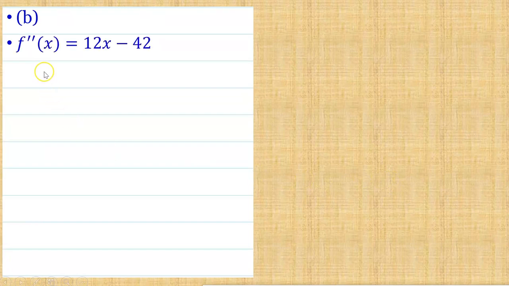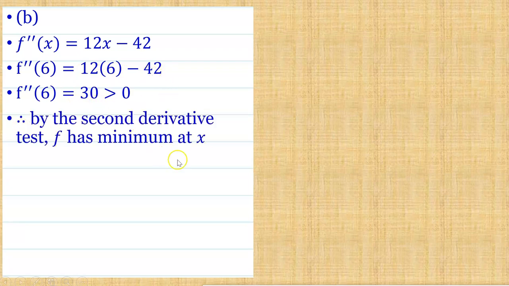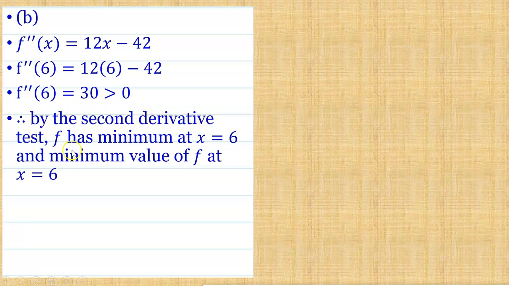Now we will find out the minimum value. Second, f double dash of x equals 12x minus 42, and at the second point, which is 6, if we substitute, then here you will get 12 into 6, that is 72 minus 42, that equals 30, which is positive. And therefore, by the second derivative test, f has a minimum at x equals 6, and the minimum value of f at x equals 6.